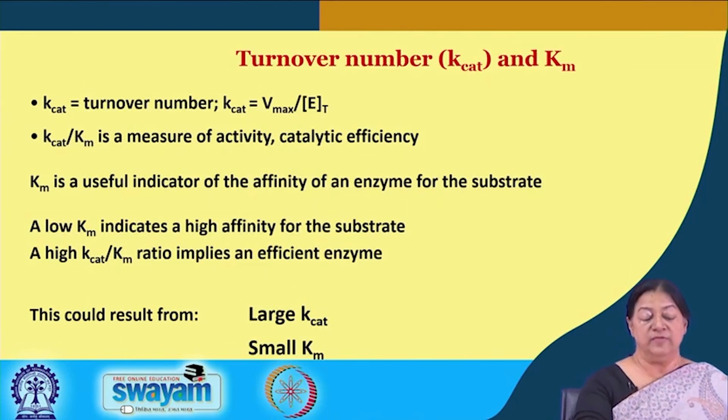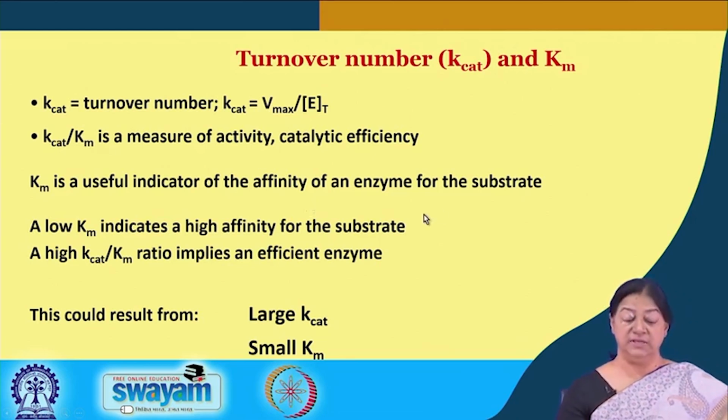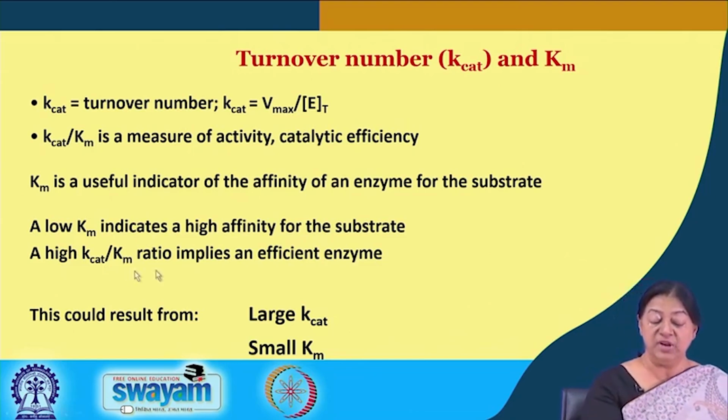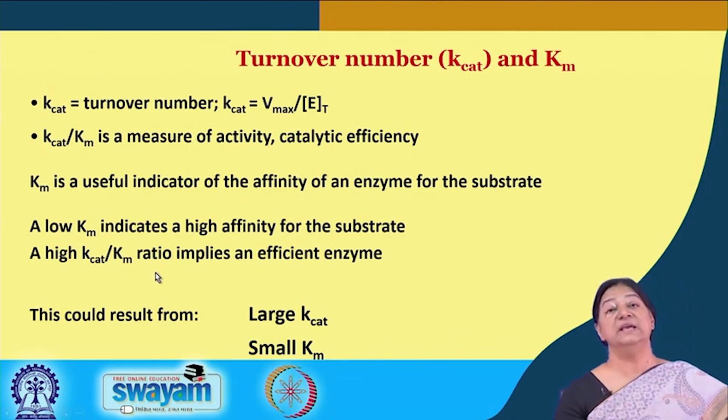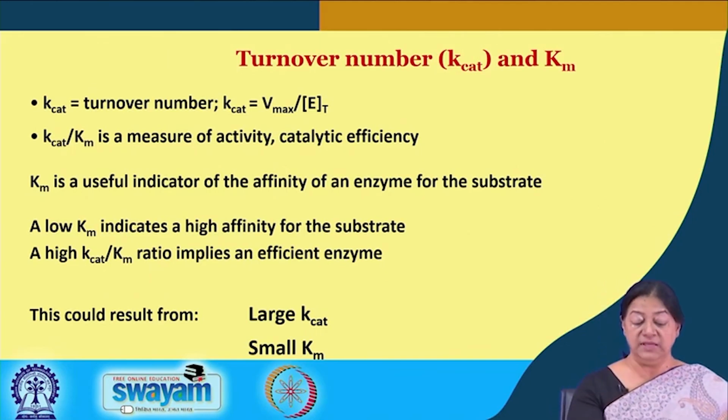So, we have the turnover number, which is defined as Vmax by Et, the total concentration of the enzyme present. The Km value, the Michaelis-Menten constant, is a useful indicator of the affinity of an enzyme for the substrate. If we have a low Km, we have high affinity. If we have a high Kcat by Km ratio, this implies it is an efficient enzyme. It will work better in terms of having either a large Kcat or a small Km.